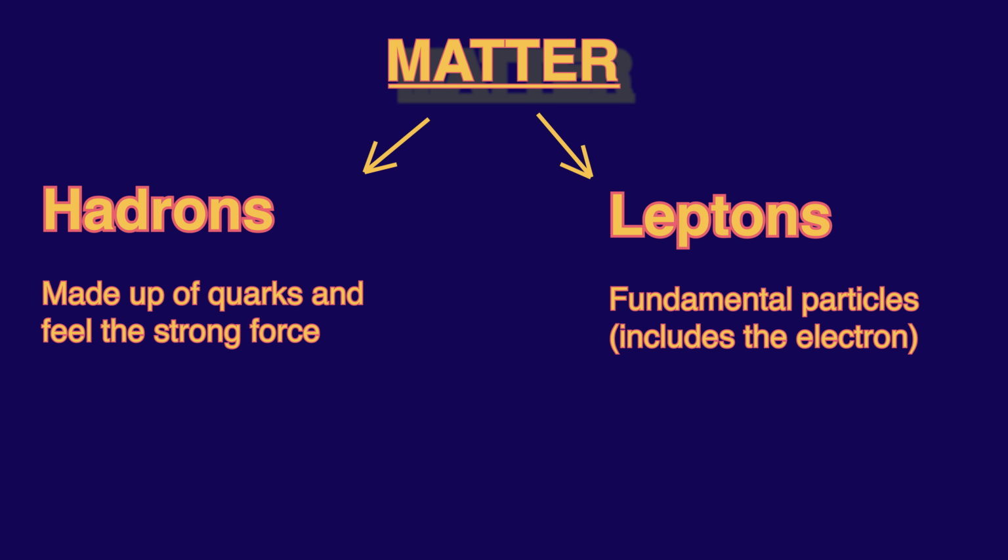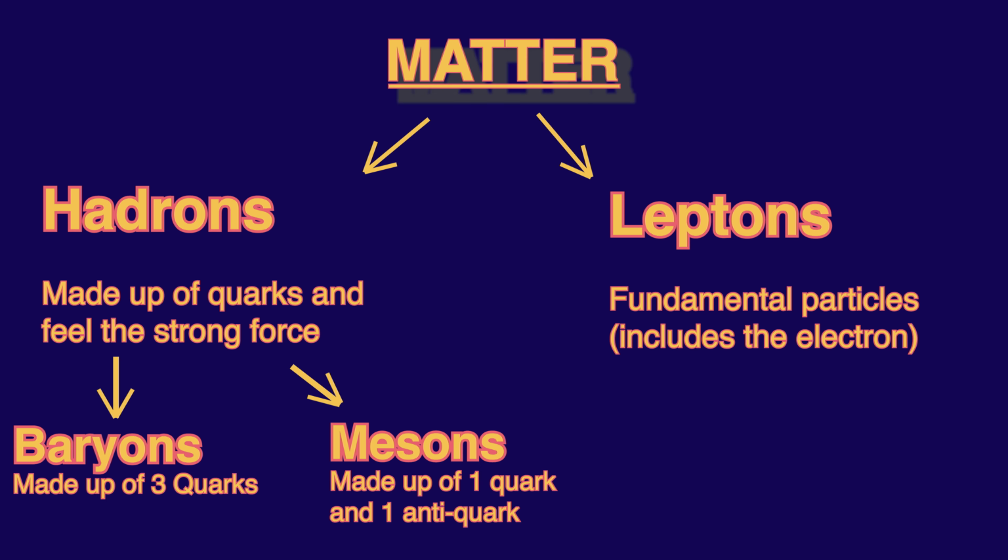The other main class of matter to consider is the hadrons. Hadrons are not fundamental. They are made up of smaller particles called quarks. We split the hadrons into 2 smaller groups. One is the baryons, which is made up of 3 quarks, and the other is the mesons, which are made up of 1 quark and 1 antiquark.